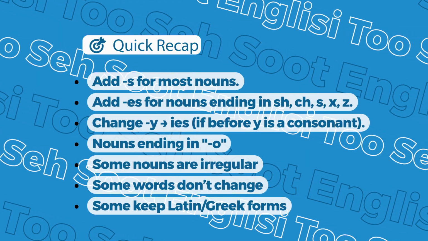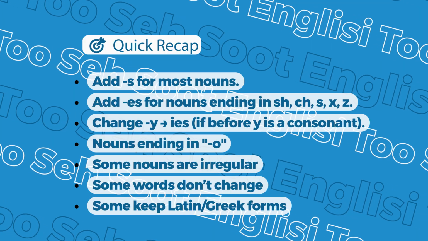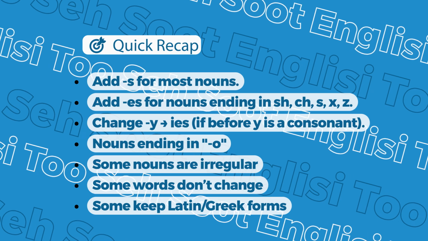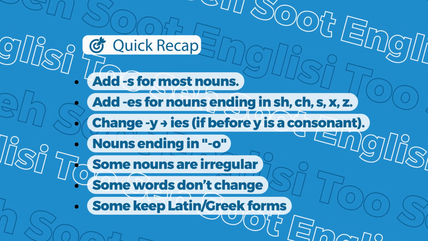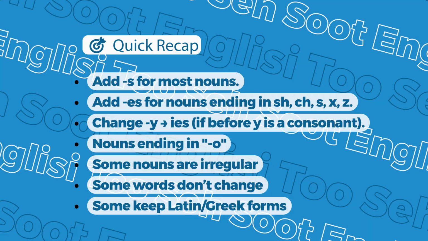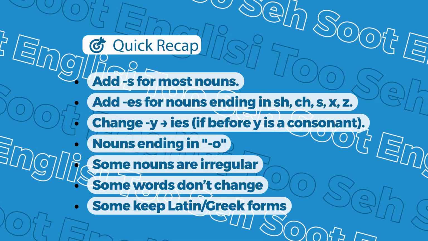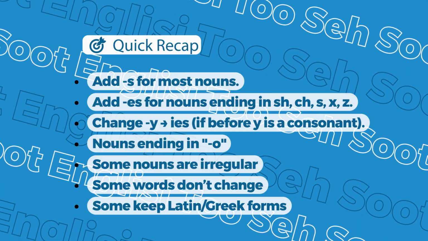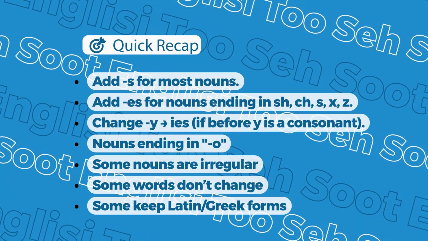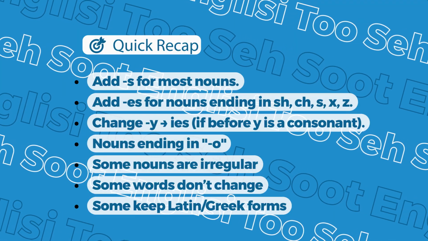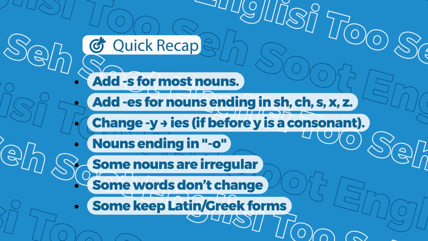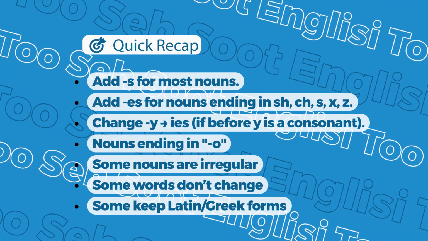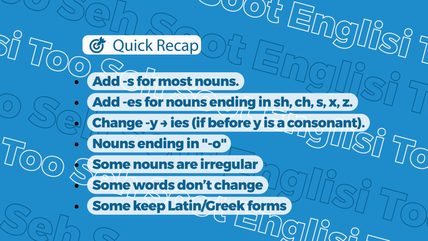Okay, as a quick recap, we can add s for most nouns and add es for nouns ending in sh, ch, s, x, or z. Change y to ies if before y is a consonant. Nouns ending in o usually add es, but some add only s, and some you can add either s or es. Some nouns are irregular, like child becoming children, and person becoming people. Some words don't change at all, like deer, fish. Some keep Latin or Greek forms like criterion, criteria, cactus, cacti.